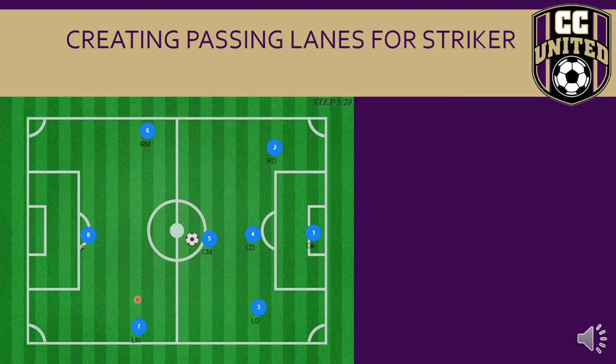When they go out, obviously it opens up a passing lane to our striker. So once in, it opens that passing lane up for our wide players. Once out, it could open the passing lane for the striker.